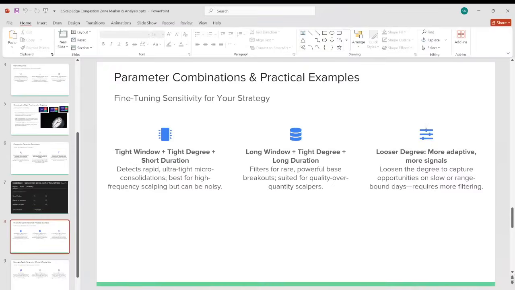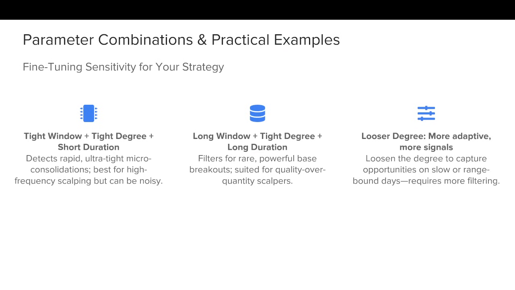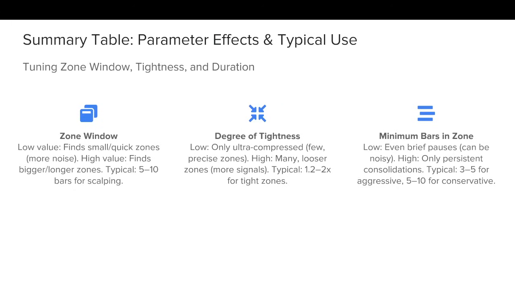Let us go back to our PPT. So this is a summary. Zone window, if it is a low value, you will find small quick zones, more noise. High value, find bigger longer zones. Typical is 5 to 10 bars for scalping. Degree of tightness, low, only ultra compressed precise zones. High, many looser zones, more signals. Typical 1.2 to 2x for tight zones.